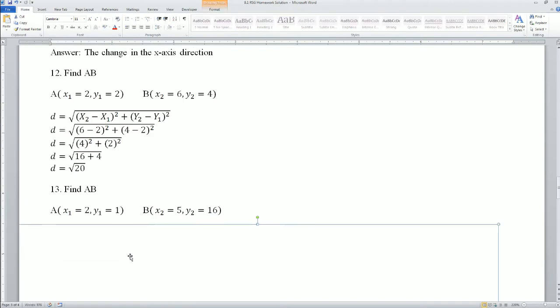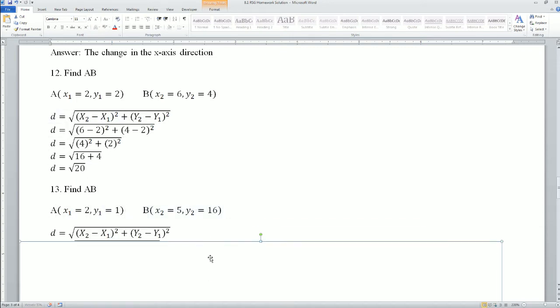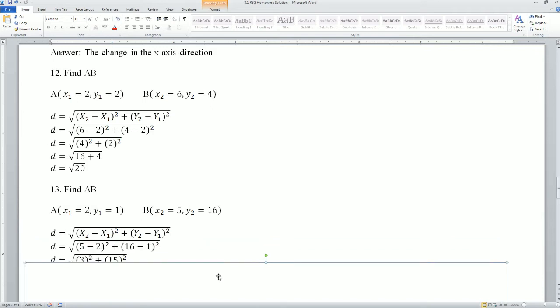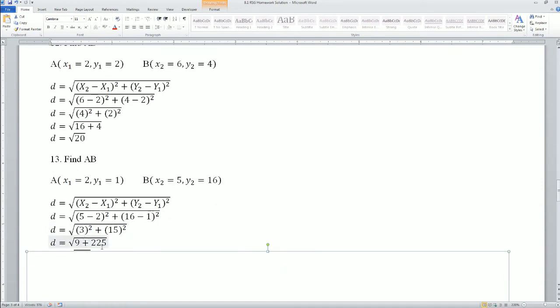Find AB. Alright, for the next one. The next one is the same thing, but here you have different points. x1 is 2, y1 is 1, B is our second value, so x2 is 5, y2 is 16. Again, you have to label these so you can plug into the distance formula. Here's the distance formula. Make the substitution. Be very careful. 5 minus 2 is 3, 16 minus 1 is 15. 3 squared is 9, 15 squared is 225. Add it together, you get the square root of 234.